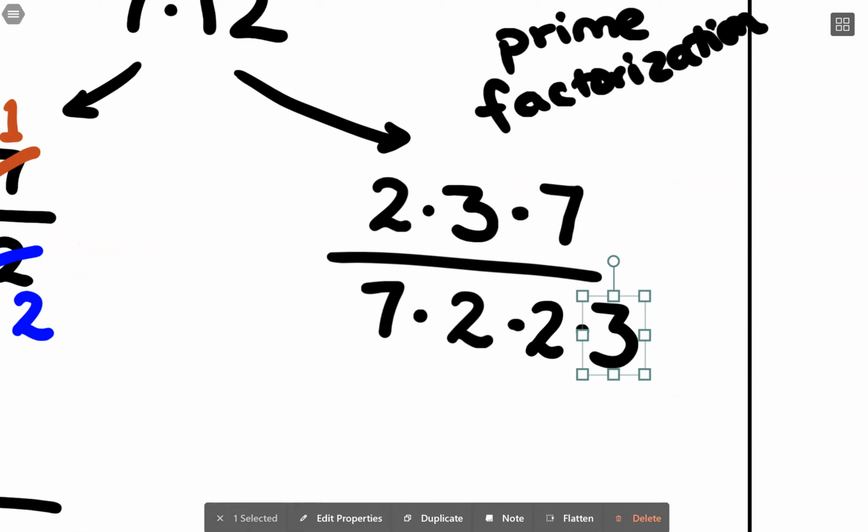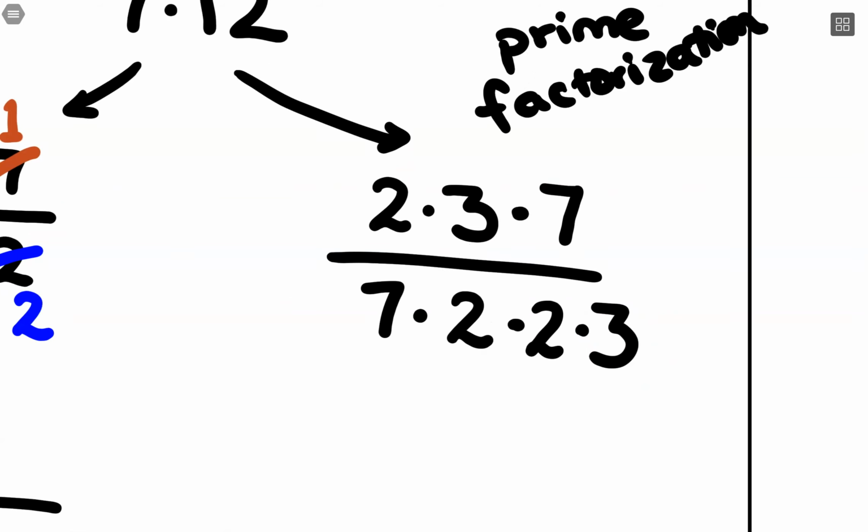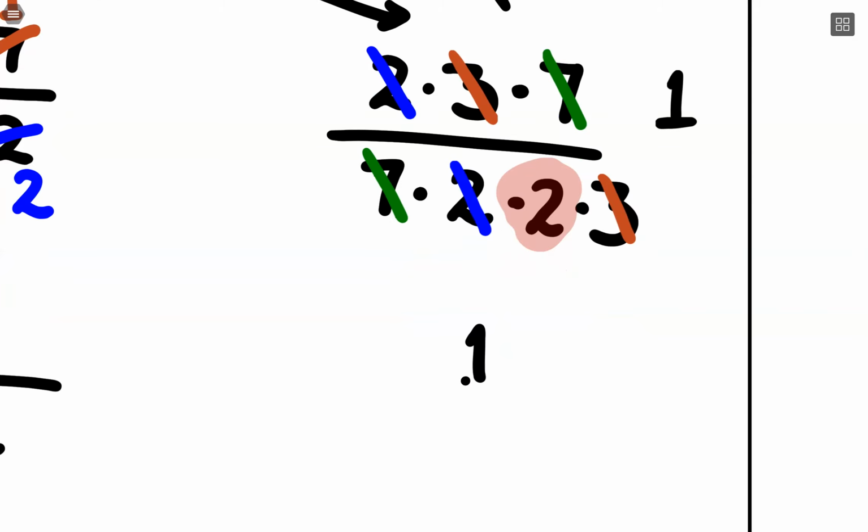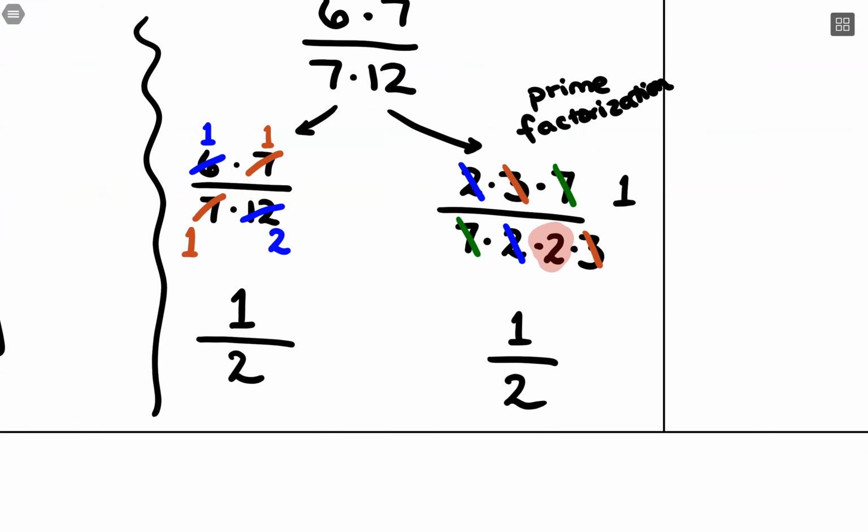And now what I can do is just start crossing like terms out. Meaning I have a 2 up here, so I can take a 2 away from down there. I have a 3 up here, so I can take away a 3 down there. I have a 7 up here, so I can take away a 7 down there. So then up in the numerator, everything canceled out, so really I just have a big 1 left over. And in the denominator, I have a 2 left over. So I would have a 1 over 2. So that would get you there as well.